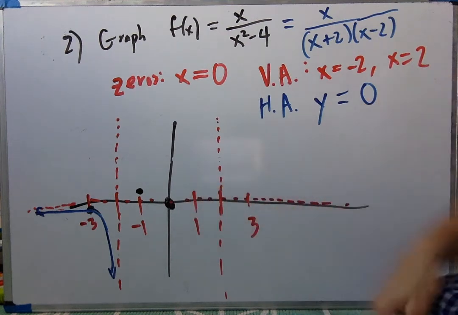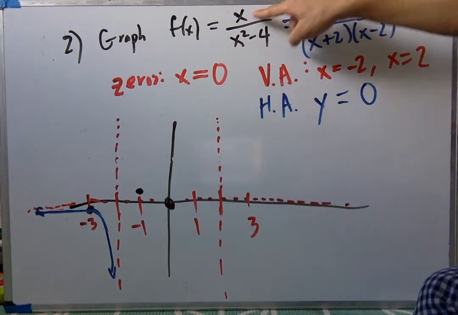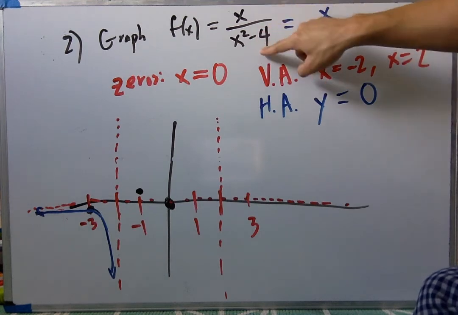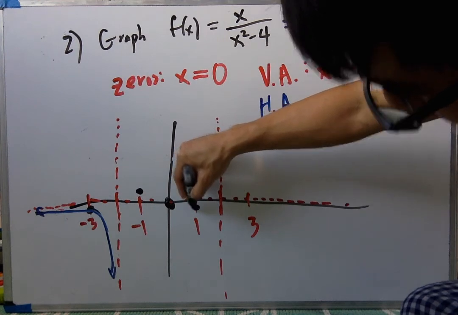Okay, it's going to pass through the 0, alright. And then what about over here at +1? It's going to be 1 over 1 minus 4, which is -3. So +1 over -3, that's -1/3. That gives me this point right here.